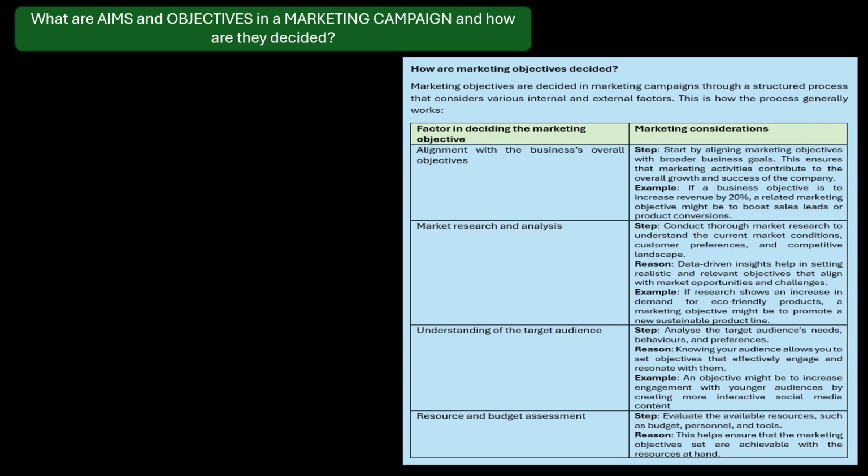Another factor in deciding a marketing objective could be market research and analysis. Conduct thorough market research to understand the current market conditions, customer preferences, and competitive landscape. So likely businesses will have done some market research before they launch the product, and when I say market research, they may have done questionnaires, surveys, interviews, those kind of things on their particular product. Why do they do that? Well, they do it because they want feedback on it to see whether the customer's going to like it, buy it, how much they would pay for it, or if there's any changes that are needed to the product.